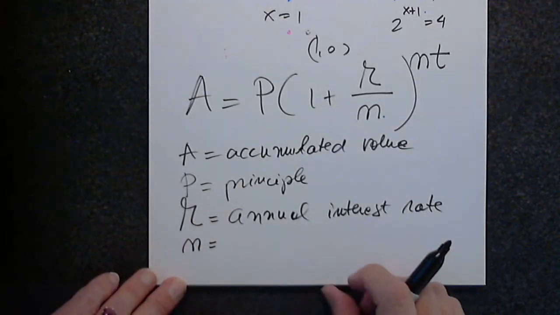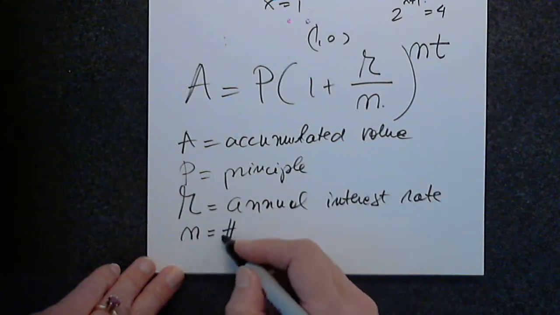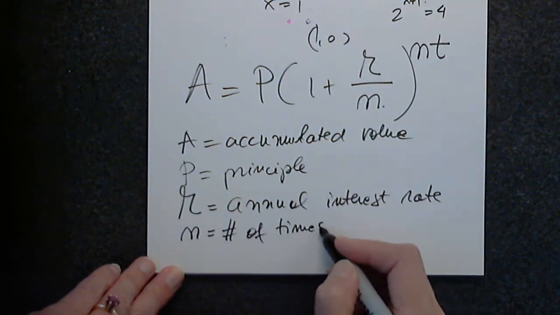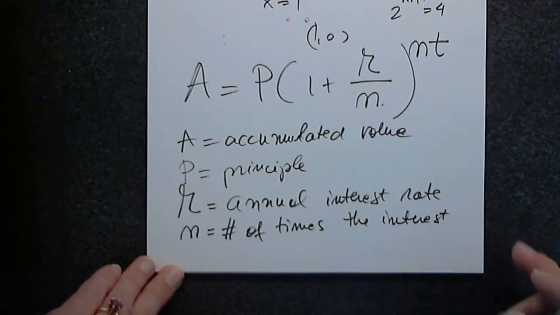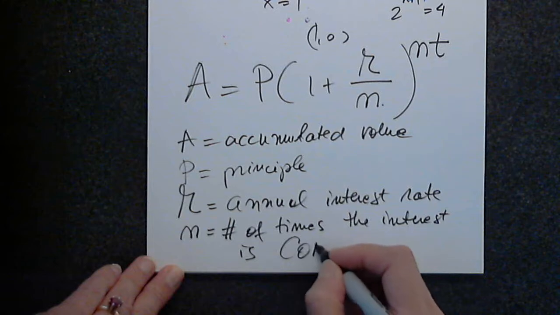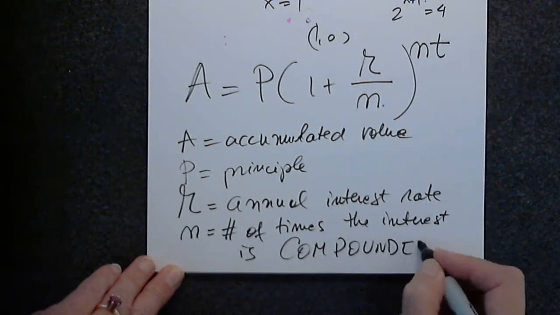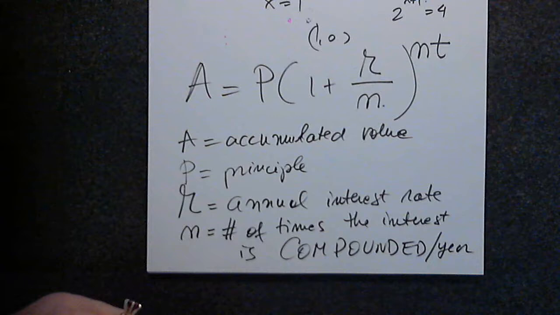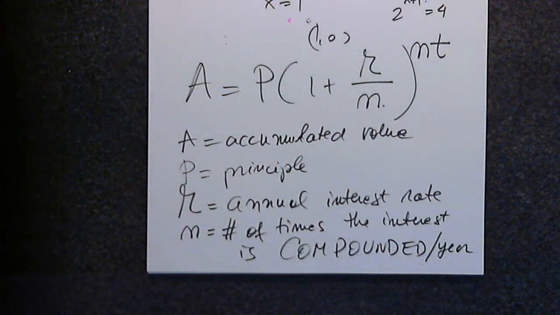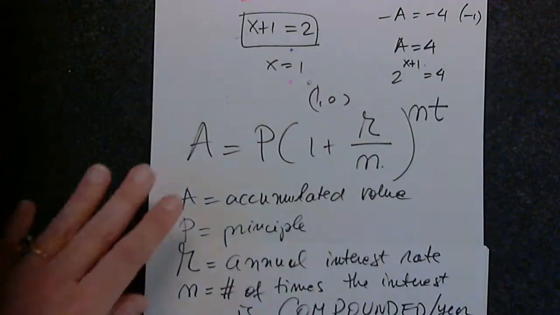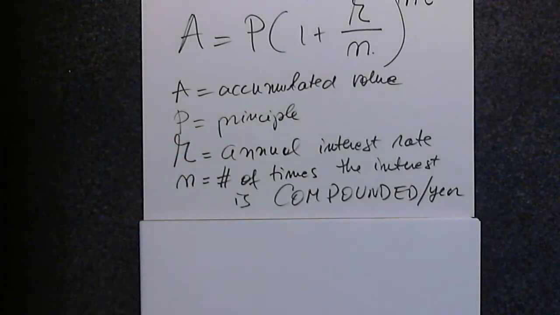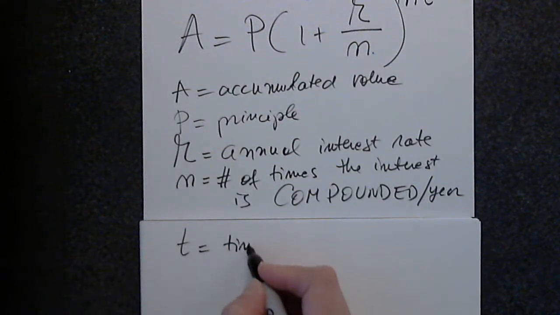Lowercase n is the number of times the interest is recalculated, but we use compounded per year. Lowercase n, I still have t, I know, but lowercase n is the number of times the interest is compounded per year. And lowercase t is time in years.